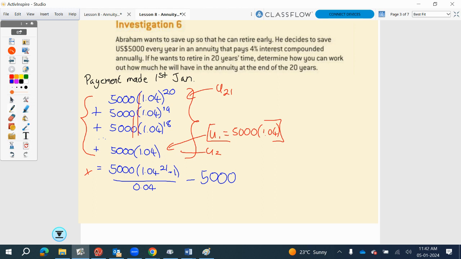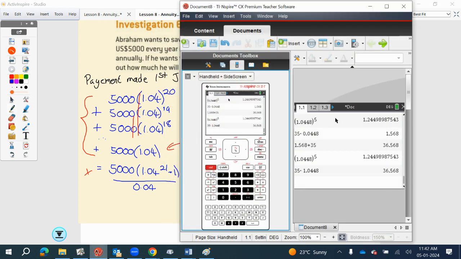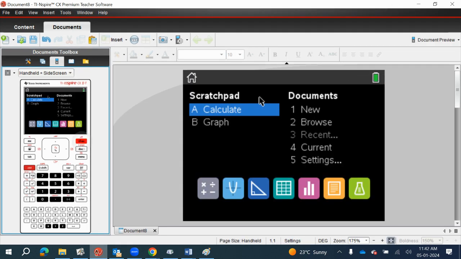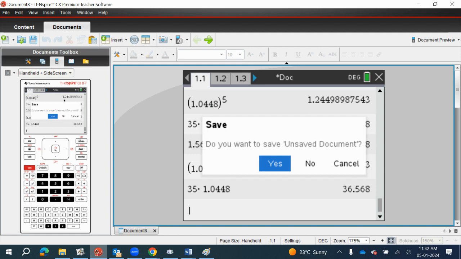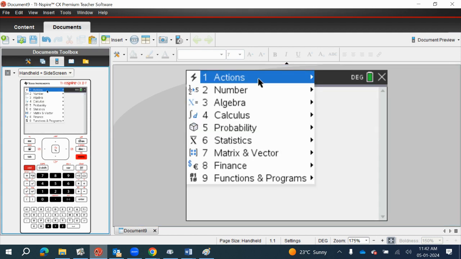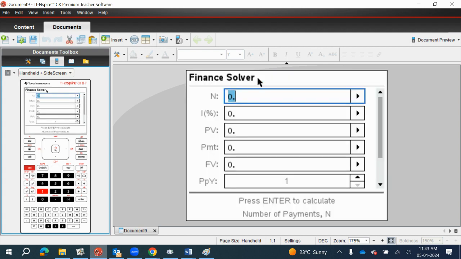Let's have a little look at how the finance solver works. This bit's important, so get your calculator and your finance solver in your hand, but follow me through big time. We're going to have a nice new document. We're going to press menu 8, finance solver.